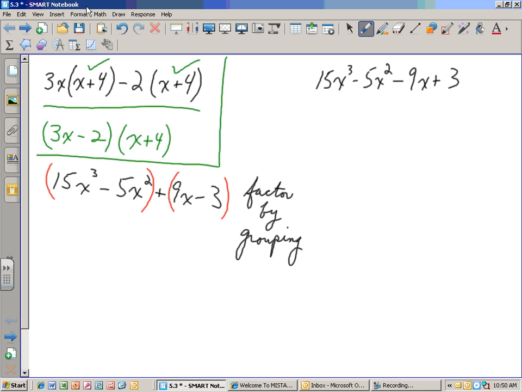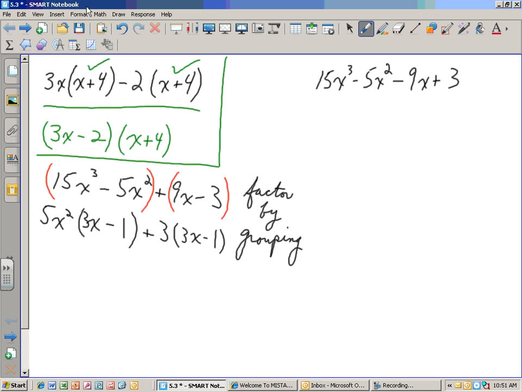Now, if you look at that first parenthesis, what we can factor out is what? You see it? Not 15. 5x squared. 5x squared times x, 3x, that'll give me the 15x cubed, minus 1. So I have 5x squared times 3x minus 1, plus, and what can I factor out of 9x minus 3? 3. And I'll have 3x minus 1.